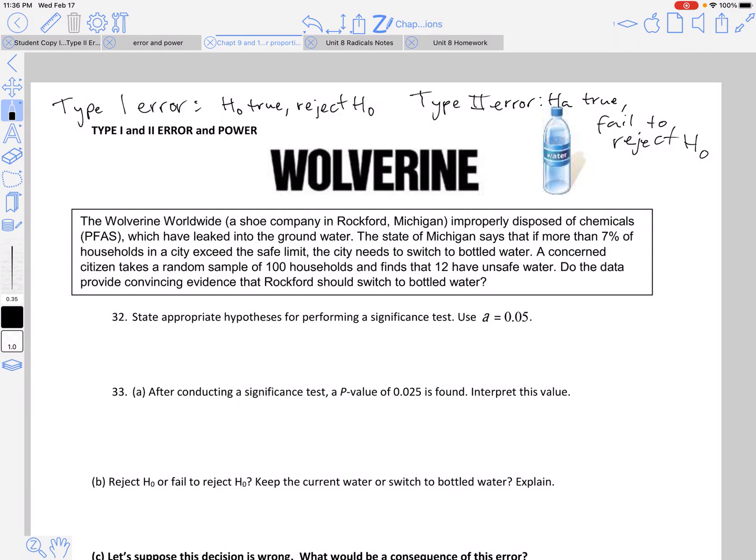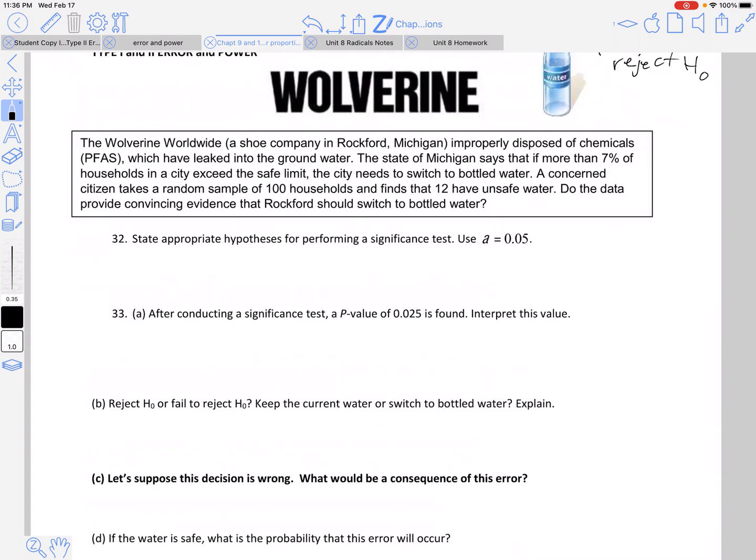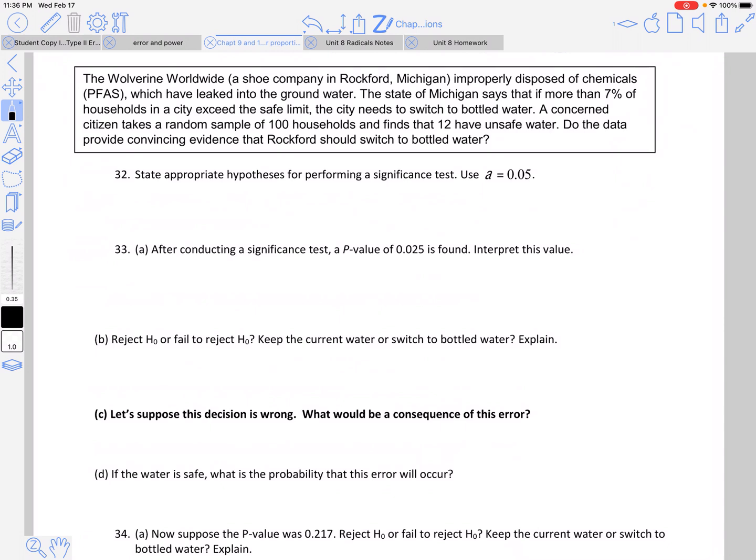And hopefully you feel a little bit more comfortable after doing those scenarios. So right here we have, this really happened a couple years ago. There was this shoe company called Wolverine Worldwide. They produce shoes, and they improperly disposed of chemicals, and they leaked into the groundwater. The state of Michigan has a policy that if 7% of households in a city exceed the safe limit, then the city needs to switch to bottled water. So maybe you heard also Flint, Michigan had to do bottled water for a while, so Michigan's kind of had a little bad luck with their water in recent years.